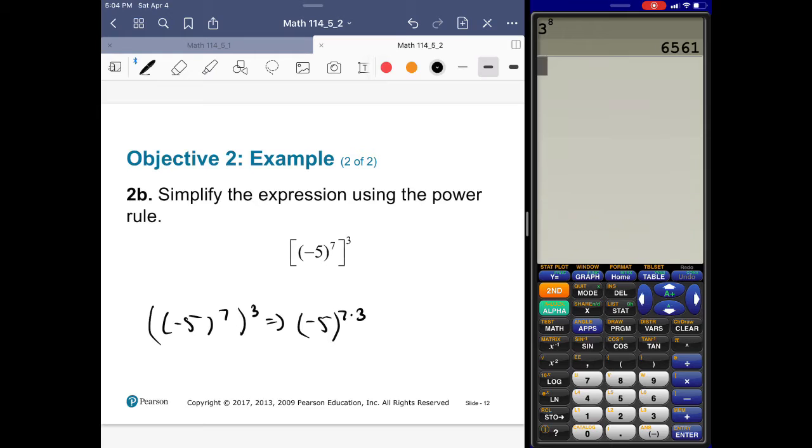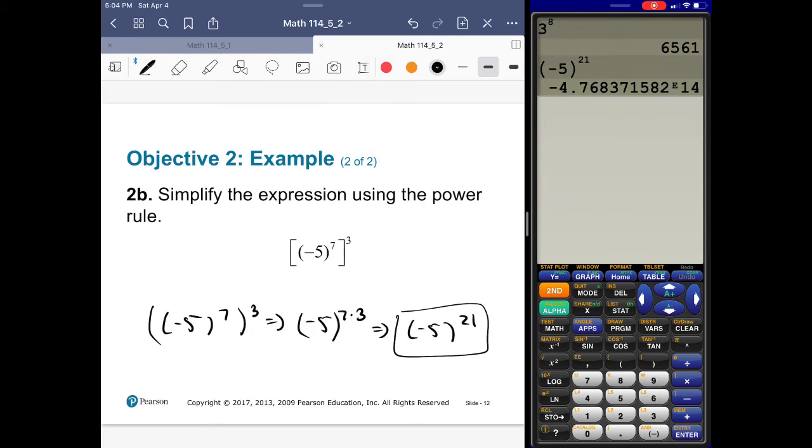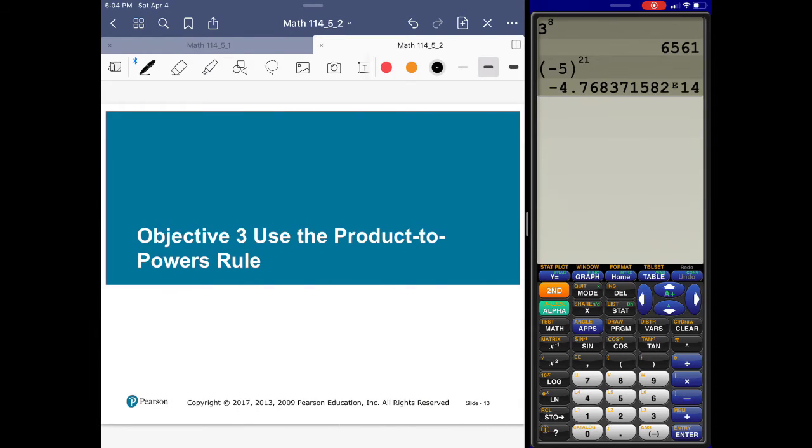This becomes to a power of 21, we have that huge thing. Okay?